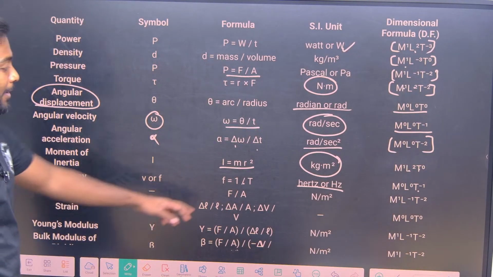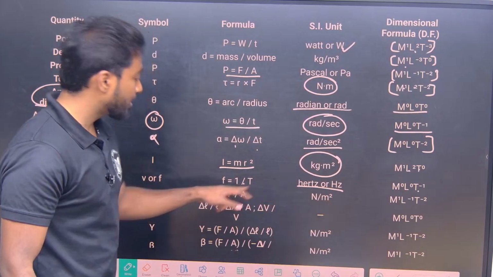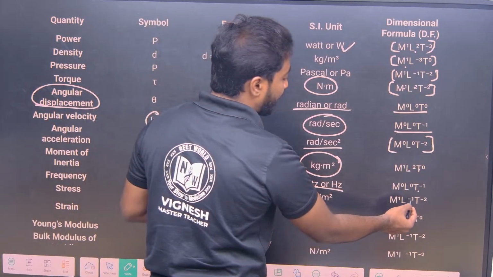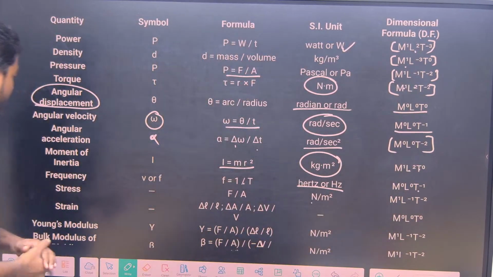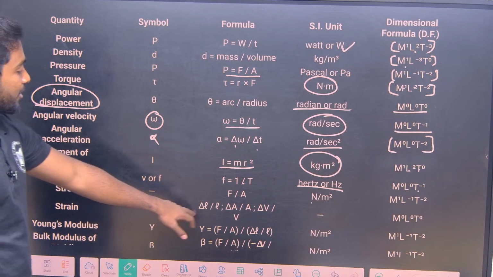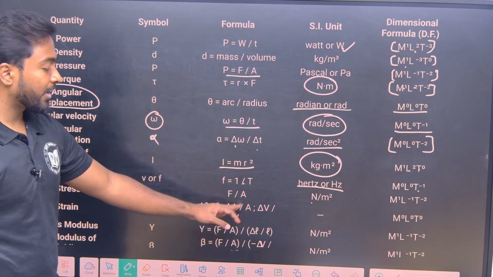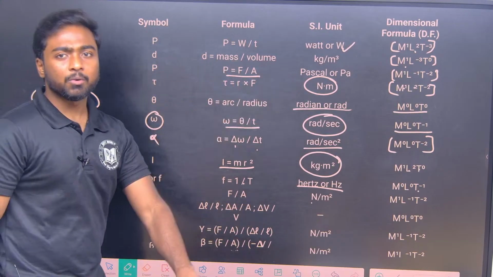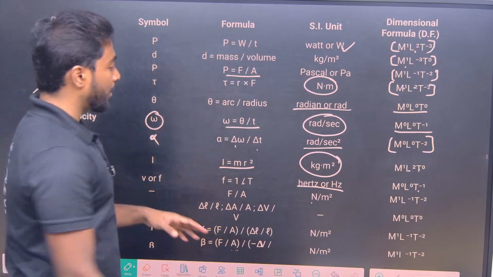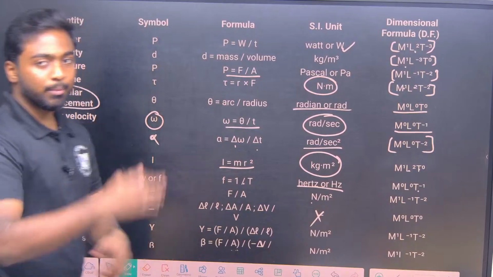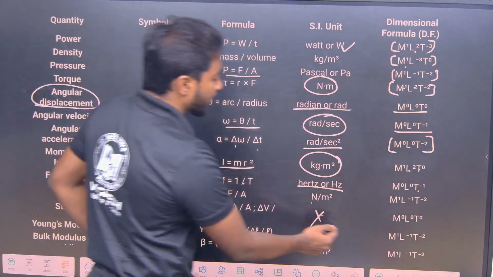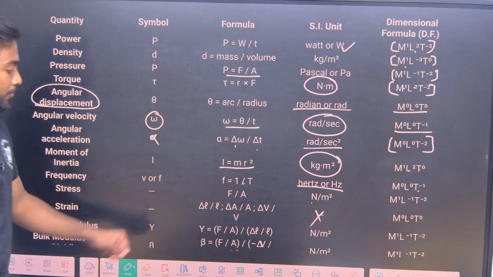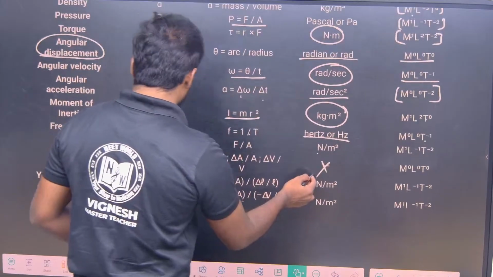Stress is nothing but force by area, so Newton per meter square. Force is Newton, area is meter square. So M L power minus 1 T power minus 2. Okay, strain is nothing but change in length by original length, or change in area by original area, or change in volume by original volume. The same units will be there in numerator and denominator, so there are no units for the strain. So M0 L0 T0.